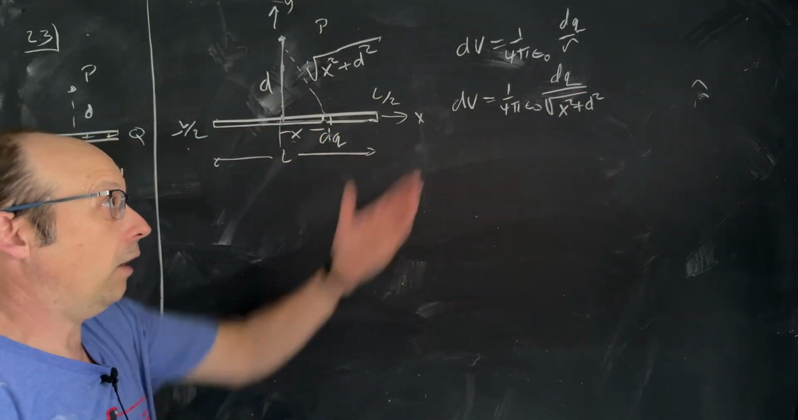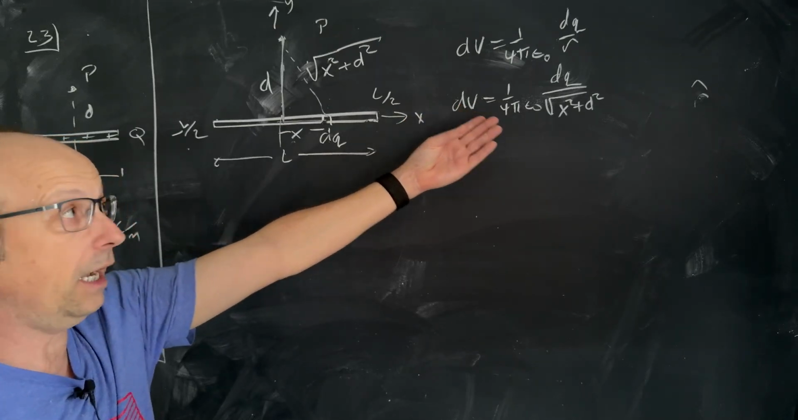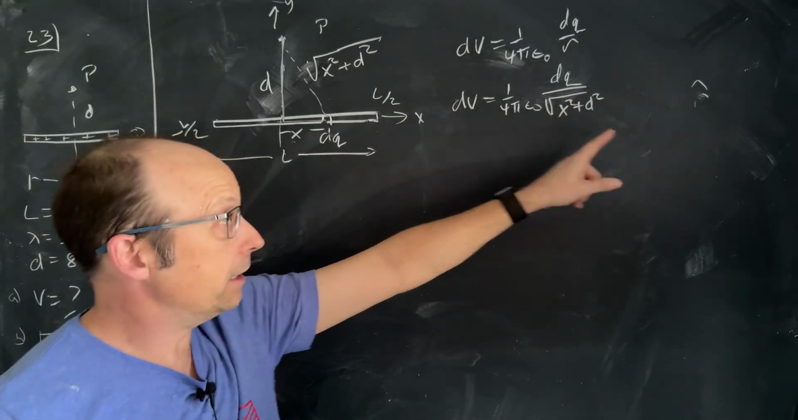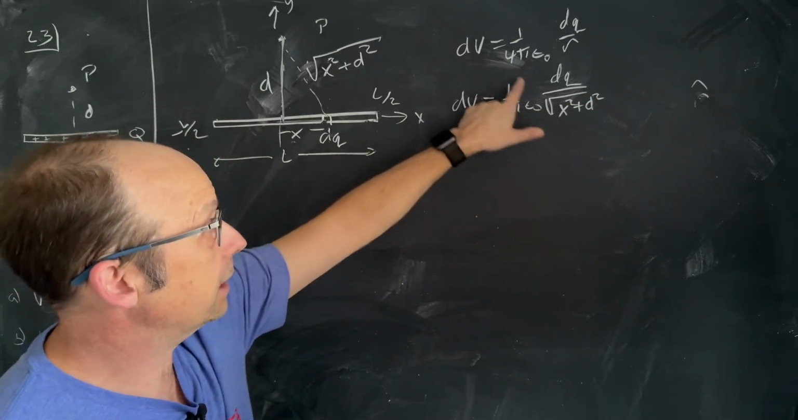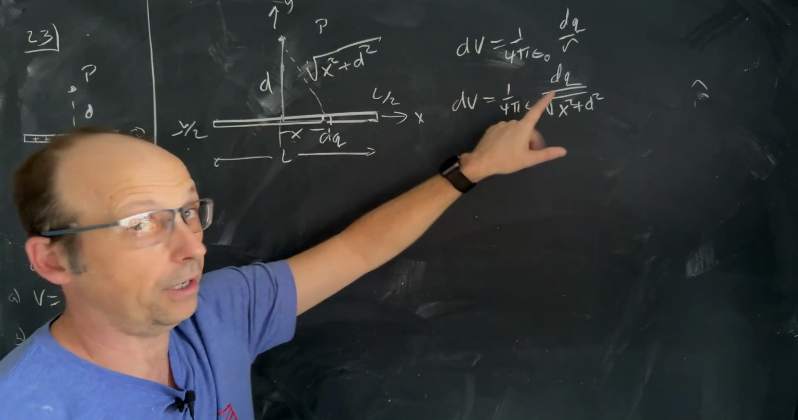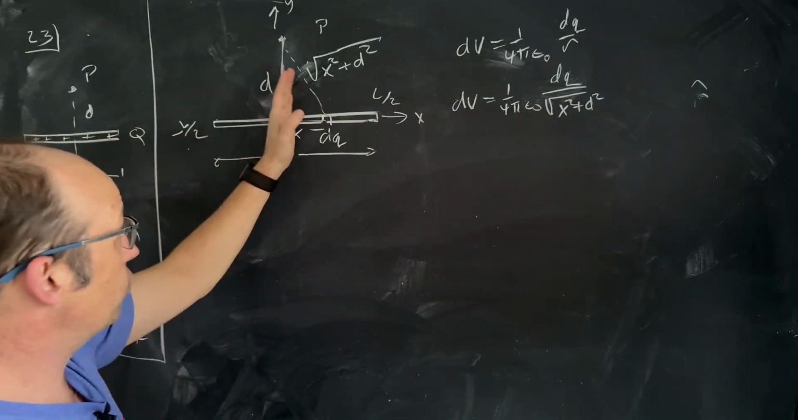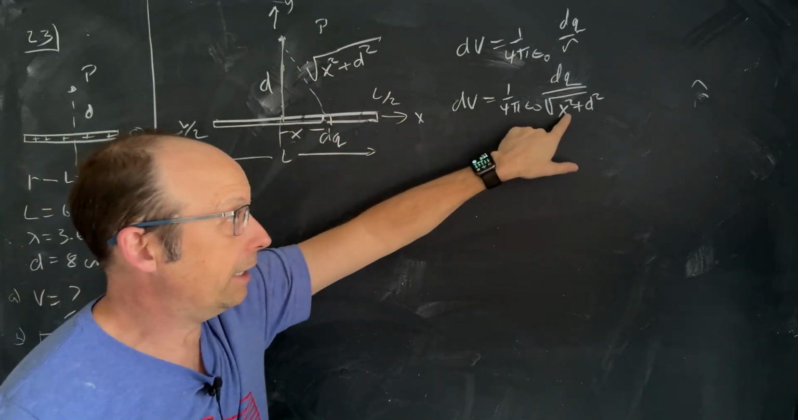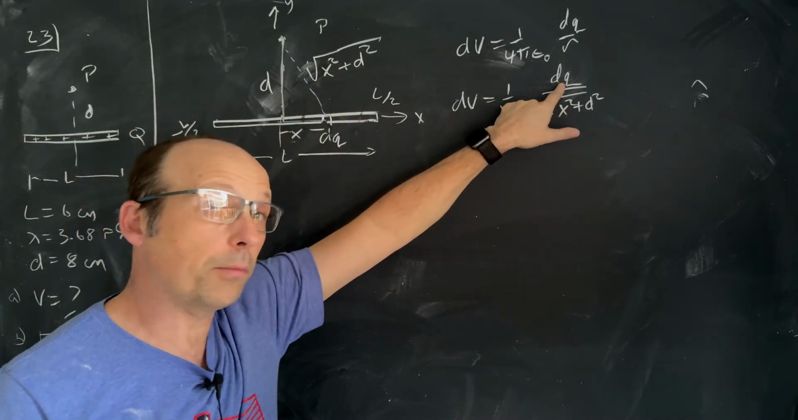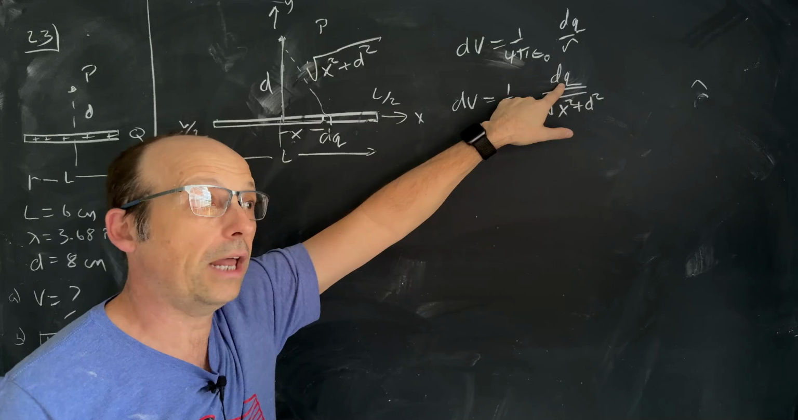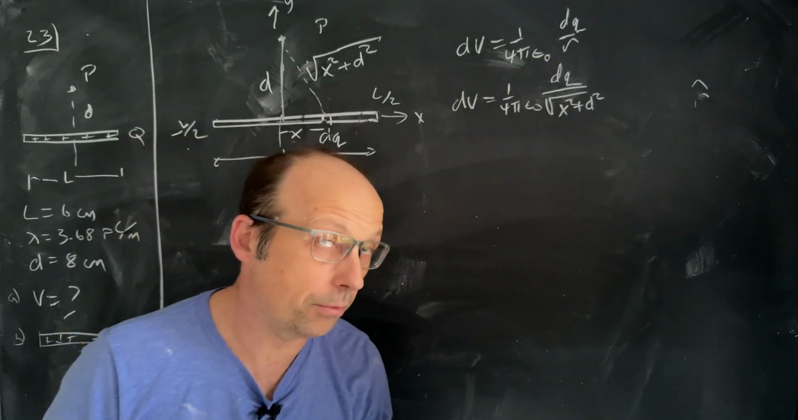Okay, now I could integrate the left-hand side, but I can't integrate the right-hand side because this stuff is a constant, right? 1 over 4 pi epsilon naught, it's just a constant. And d is a constant. My x value changes. So x is a variable, but my integration variable is dq. So I don't have it all in the same variable to integrate.